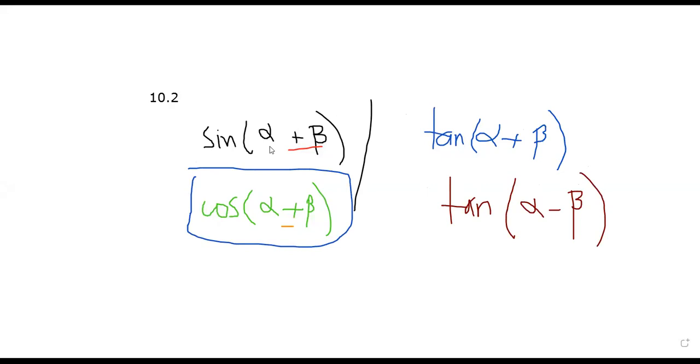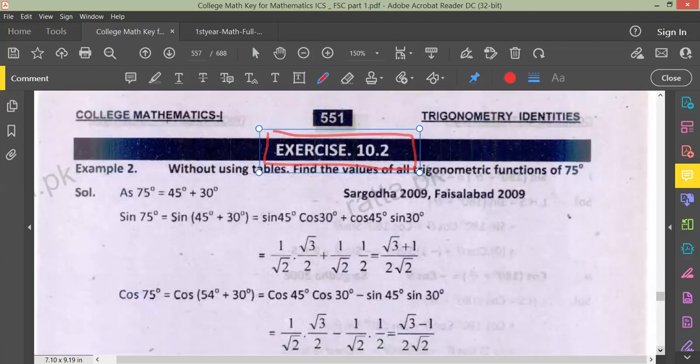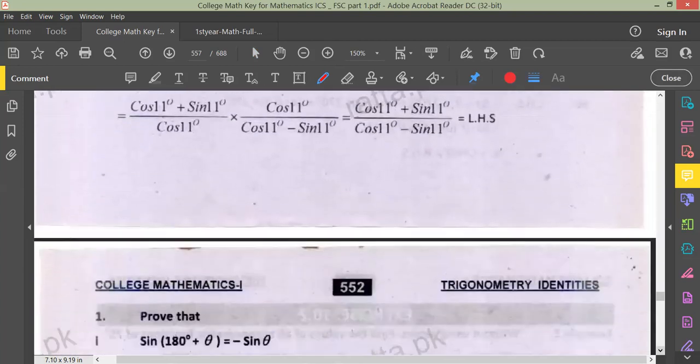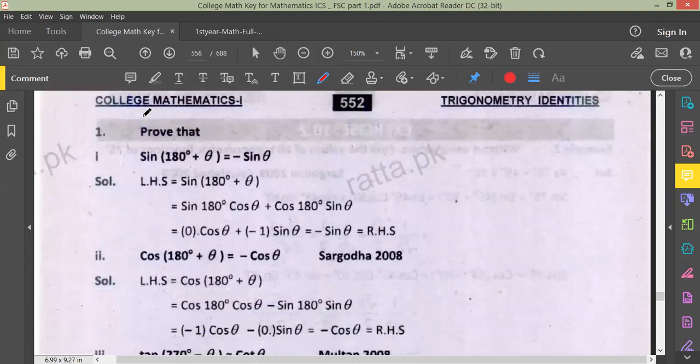So we will do exercise 10.2. So here is exercise 10.2. We will do our first question. This is our first question. We have to prove that sine of 180 plus theta will be equal to minus sine theta.